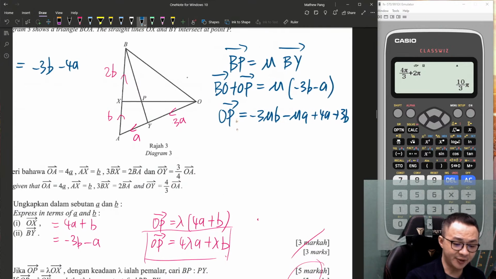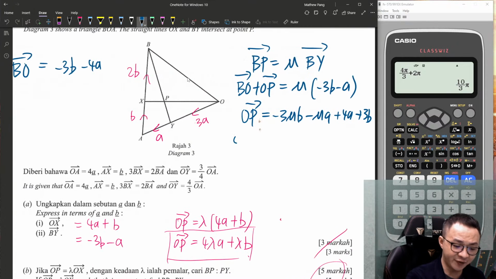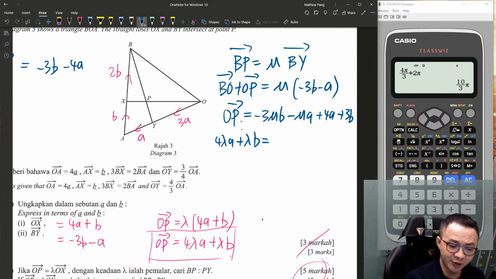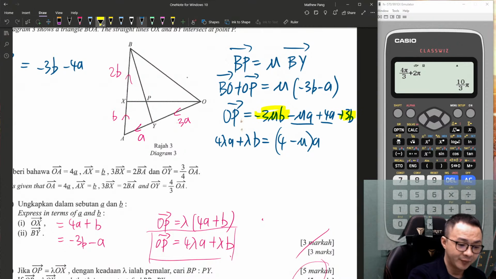Okay, so this is my OP, and my OP is 4 lambda a plus lambda b. Let me group the a and b here also. So this is 4 minus mu a. I group the a together, okay? Then I will group the b together as well. So this one should get 3 minus 3 mu b. Okay, b is a bit not obvious. There's a b here.